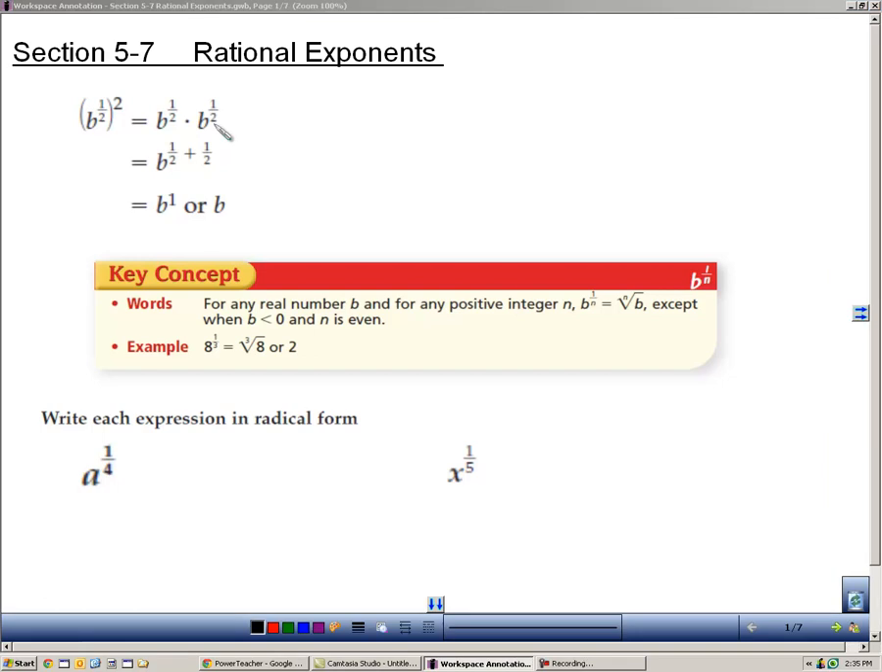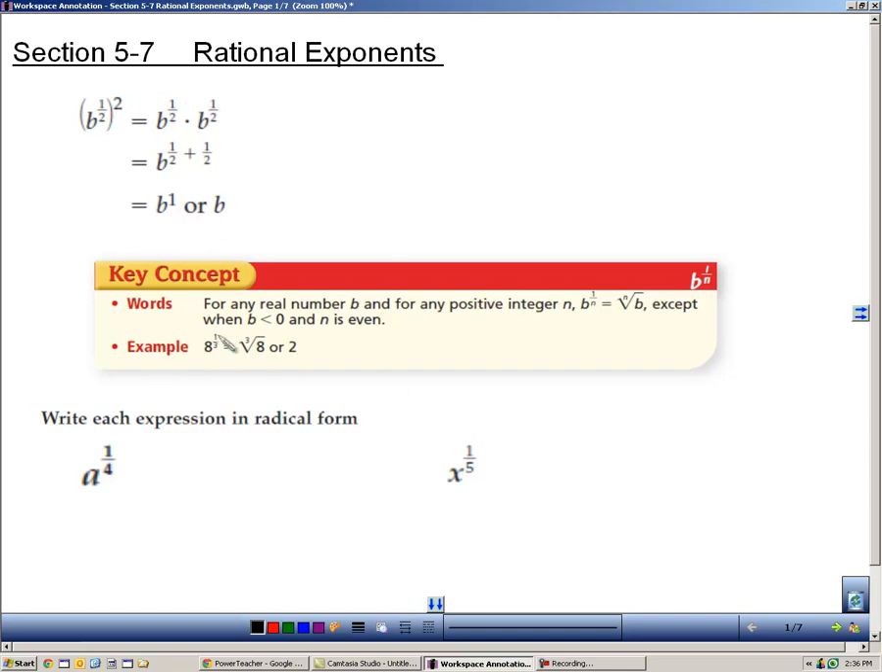Section 5.7 is about rational exponents. As you see here, we can have something to an exponent that's a fraction. And when you follow the logic through this way, you end up seeing that the 1/2 and a 2, if you multiply those, you end up getting a b to the first power. What the logic behind this is really saying is found here in this key concept.